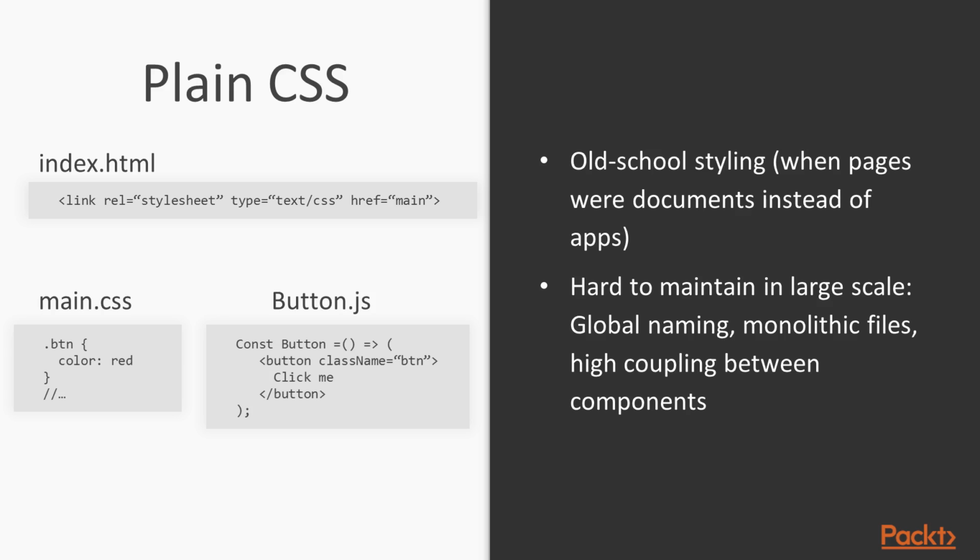This solution has some problems though. First, it's very hard to maintain at large scale. I mean, that main.css file can scale to having many lines. Then we have a global naming problem, which consists of applying styles to one element without even knowing that we are doing it. This can be very hard to debug. As I said, we will have monolithic files and high coupling between components. That's why the industry started creating some other solutions.